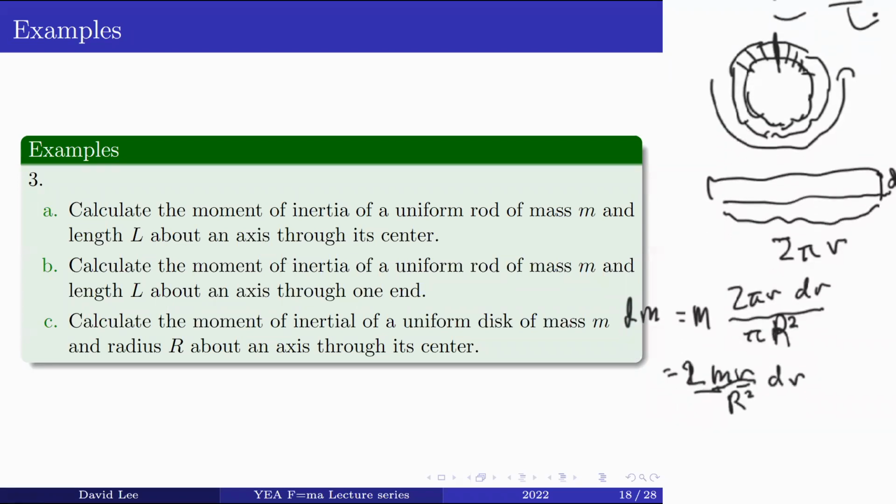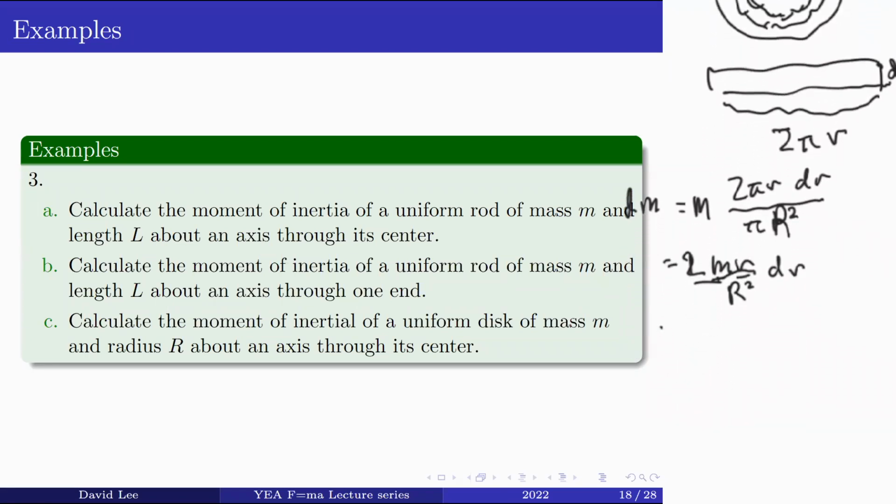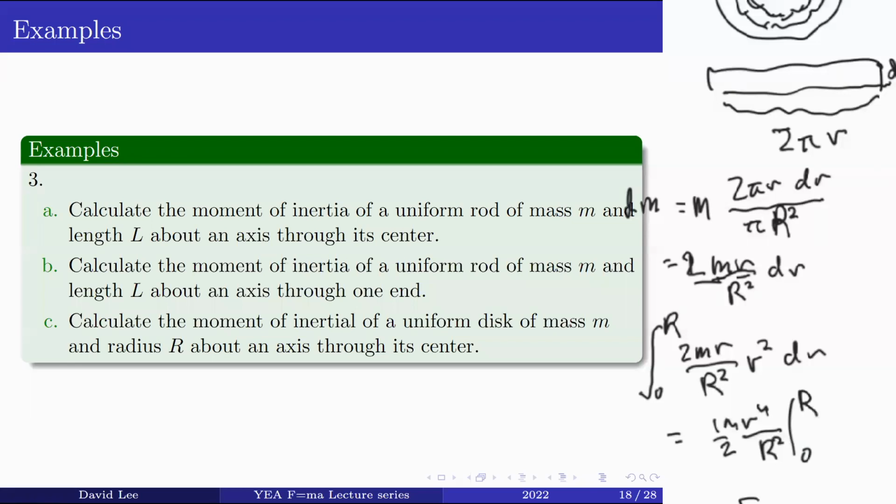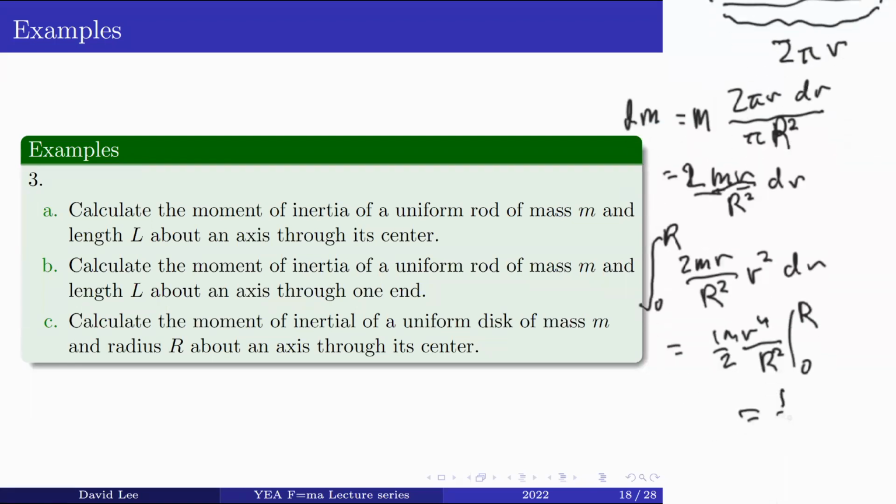All right, cool. So now all we have to do is integrate this from 0 to big R. We have 2mr over r squared times r squared dr. And this will be just 1/2 r to the 4th over r squared times m, of course, from 0 to r, which is 1/2 mr squared. So we get the same thing, but it's just much easier this way.